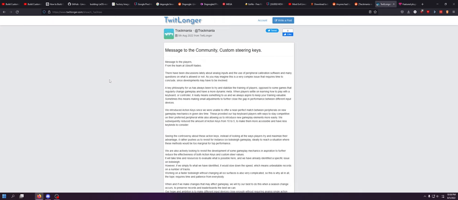We introduced action keys since we were unable to offer a near-perfect match between peripherals on new gameplay dynamics in the given dev time. These provided our top keyboard players with ways to stay competitive on their preferred peripherals while also allowing us to introduce new gameplay elements more easily. We subsequently reduced the amount of action keys from 10 to 5 to make them more accessible and have fewer keybinds to consider. Okay, they aren't as explained as I remembered.